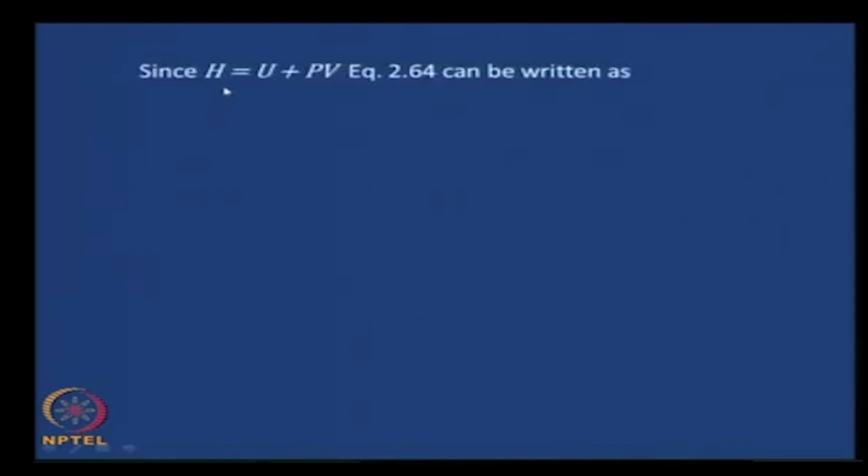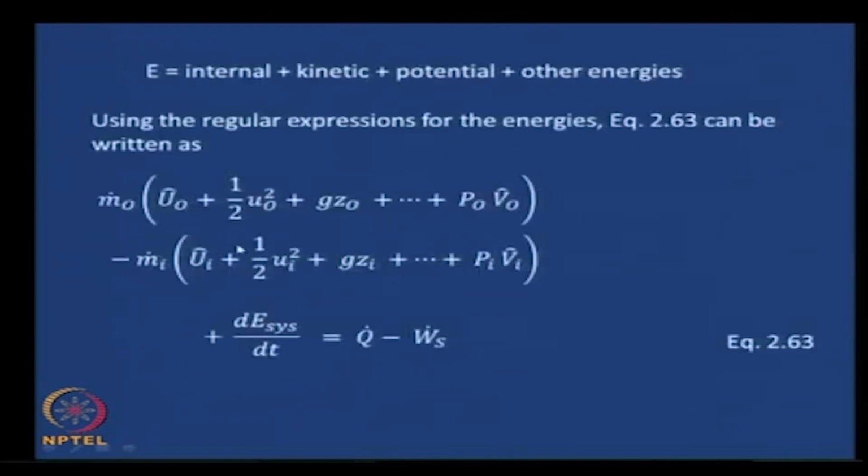Now, since enthalpy equals u plus PV, there is a need to bring in enthalpy here because the enthalpy values are probably easily available. Enthalpy equals u plus PV. This is equation 264. If you look at 264, you have uo hat plus po vo hat. Therefore, you have an enthalpy term right here by the combination of this, and enthalpy values are probably more easily available.